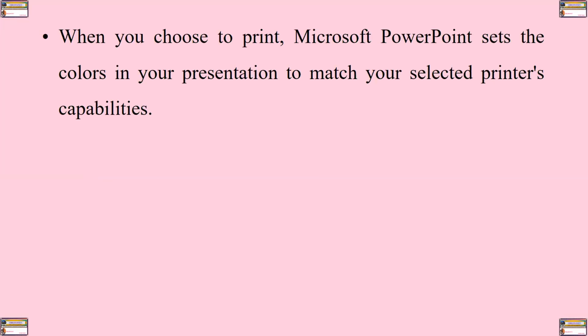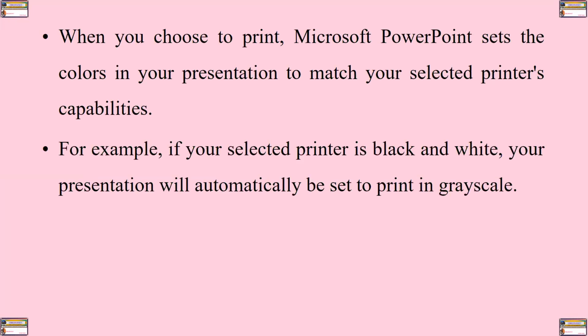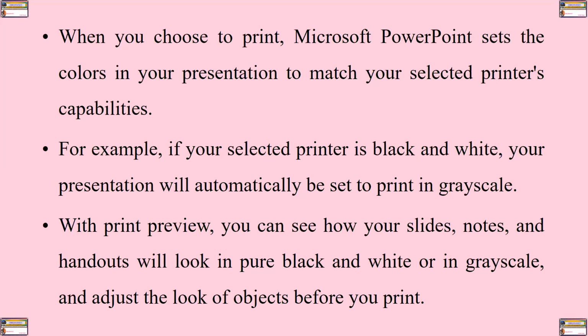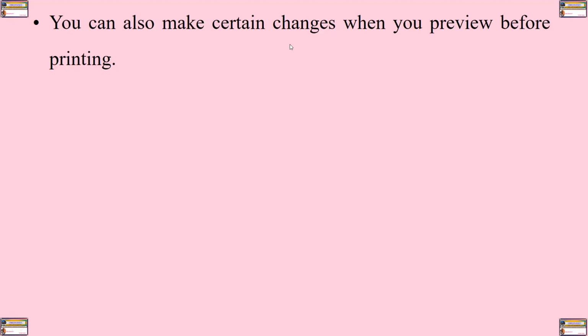When you choose to print, Microsoft PowerPoint sets the colors in your presentation to match your selected printer's capabilities. For example, if your selected printer is black and white, your presentation will automatically be set to print in grayscale. With the print preview, you can see how your slides, notes, and handouts will look in pure black and white or in grayscale, and adjust the look of objects before you print. You can also make certain changes when you preview before printing.